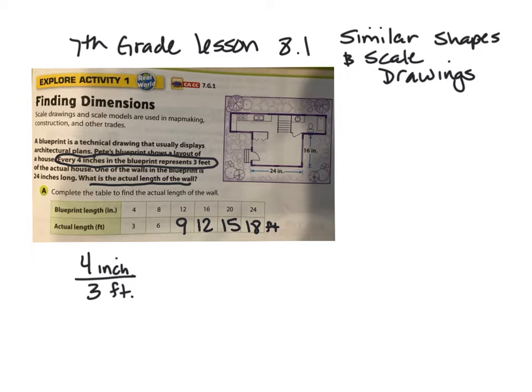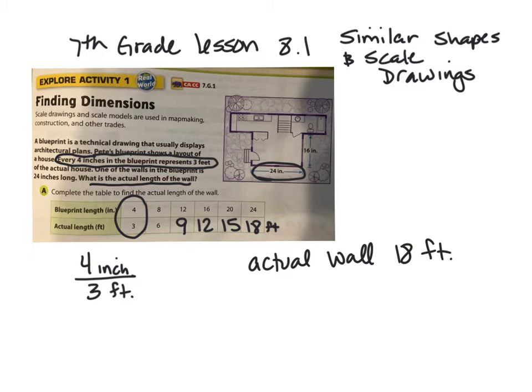So if the blueprint has the drawing as 24 inches and the scale factor they're using is 4 inches is 3 feet, then the actual wall will be 18 feet long. Now you might be asking yourself, what if these numbers get really big? Do I really have to do that table for the whole thing?